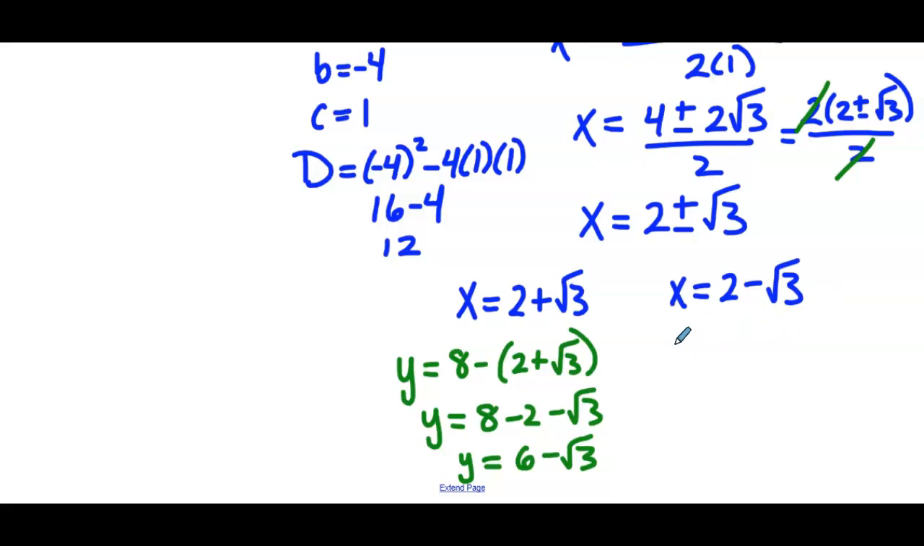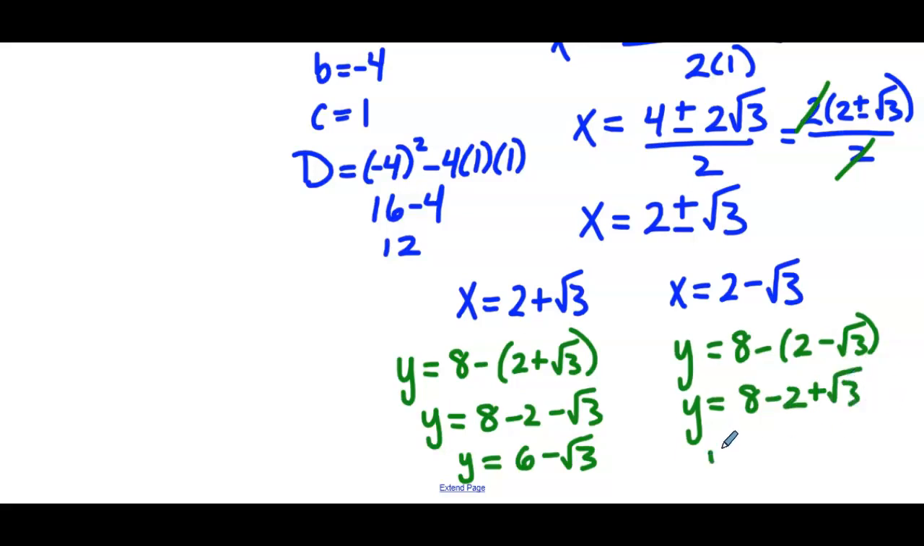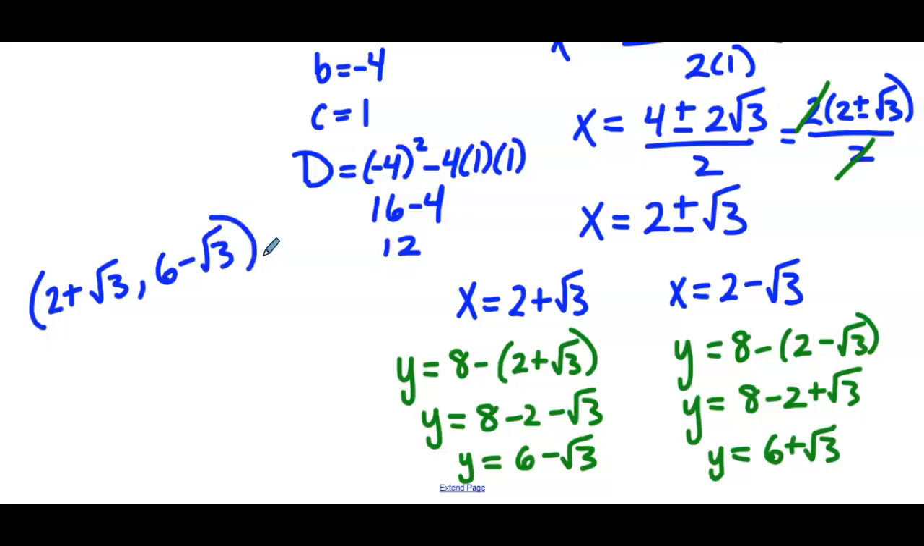And then for our other x value, we have y equals 8 minus, in parentheses, 2 minus the square root of 3. So y equals 8 minus 2 plus the square root of 3, which is y equals 6 plus the square root of 3. So our 2 points of intersection look a little bit more complex here. So that's 2 plus the square root of 3, comma 6 minus the square root of 3, and 2 minus the square root of 3, comma 6 plus the square root of 3.